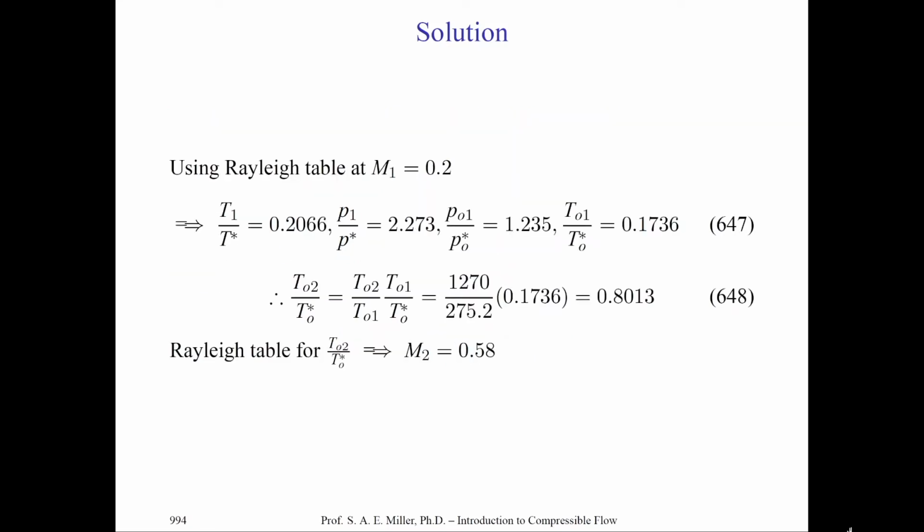Now, using the Rayleigh table at Mach 0.2, we can evaluate all the Rayleigh equations through a table lookup. Alternatively, you could put in M for all the Rayleigh equations and find all the static and total values, thermodynamic, with respect to the corresponding reference values. For example, for the T over T star with Mach number and gamma Rayleigh equation, you'll find a value of 0.2066. You can also do this, of course, with the Rayleigh flow table lookup.